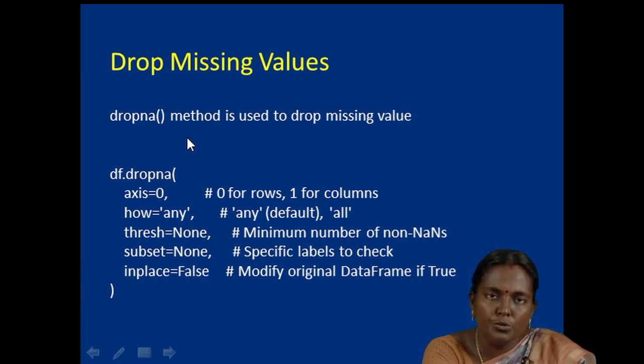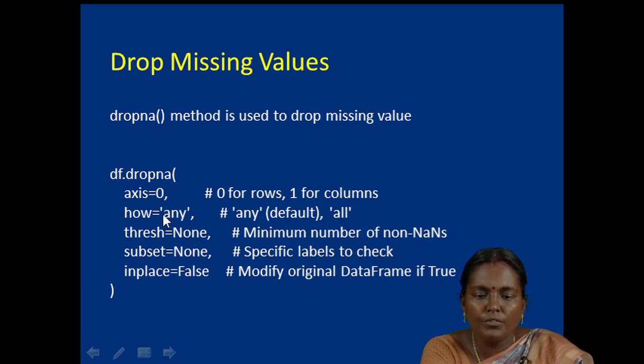The dropna function is used to drop the missing values in your data frame. And these are all the parameters available in that dropna function. The first one is axis equal to 0. This will concentrate on the rows. If I am giving axis equal to 1, then this will drop the column values.